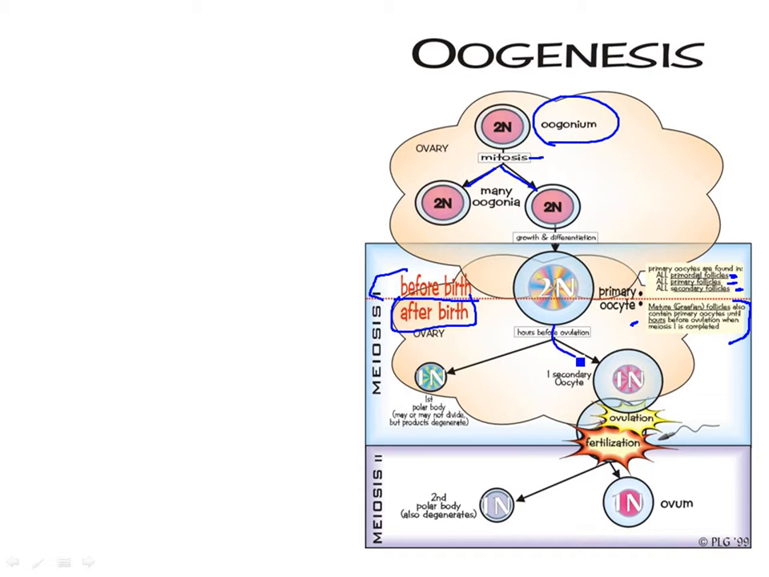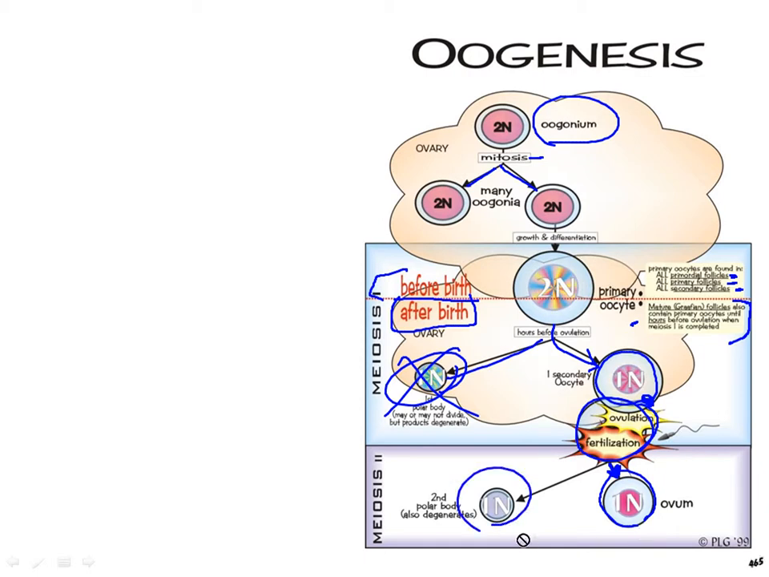So we're dividing now that number of chromosomes, and we're creating a polar body over here that's going to simply be a waste product. Now, under the influence of luteinizing hormone, ovulation is going to occur. So that secondary oocyte is going to be released out into the fallopian tube where fertilization may occur. If fertilization does occur, that oocyte is then going to continue and complete meiosis 2, and create another polar body.